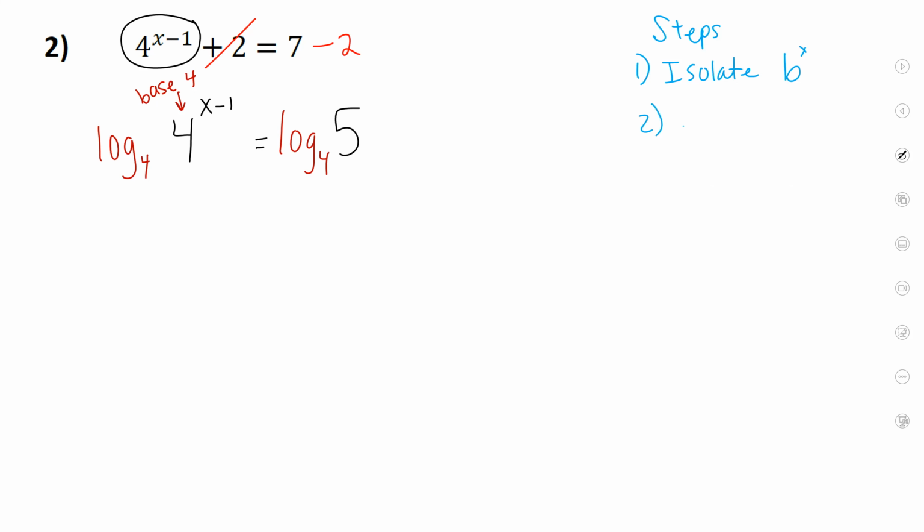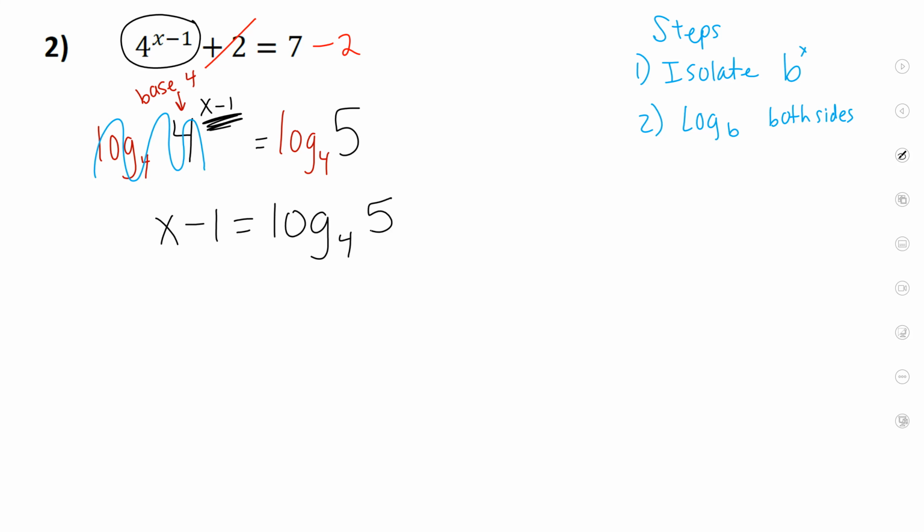Then the second part is to take the log of the same base on both sides. Okay? Now, the beautiful thing about step 2 is when you do that, this will cancel out. So, what I'm left with is what's up here. X minus 1 equals log base 4 of 5. We're almost done. What do I do to get x by itself? Add 1. So I'm going to cross that out and add 1. So I get x is log base 4 of 5 plus 1.